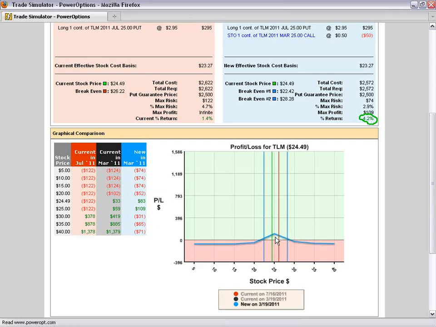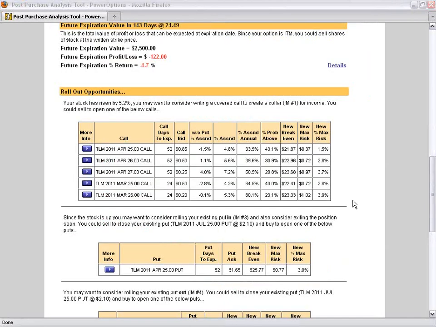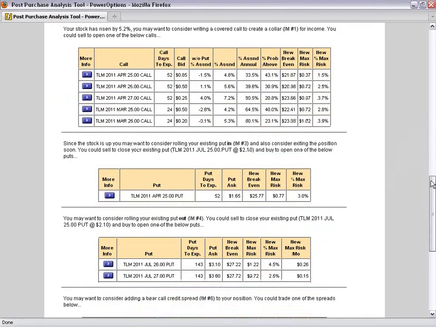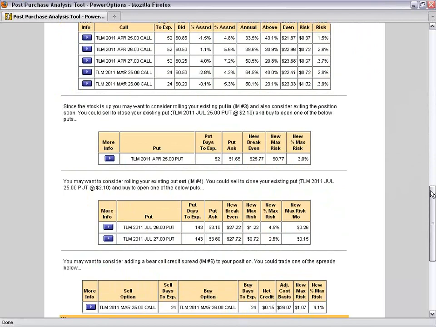If my stock had fallen 5%, I wouldn't be at a 1.4% return. I'm sorry. If the stock had dropped 5% with its 4.7% at risk, I might only be down at about a 3.6, 3.7%. Might take that and then move into a new position. Okay, let me close that for now. Let me look at some of the other opportunities quickly.